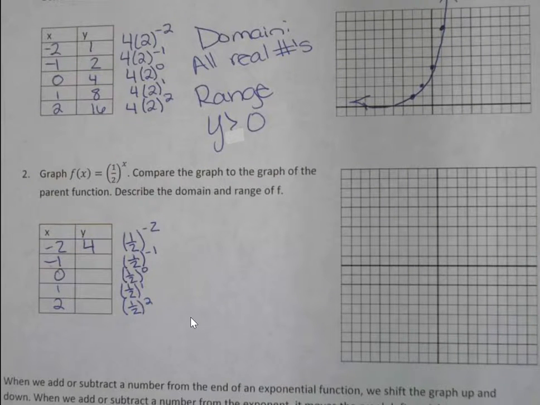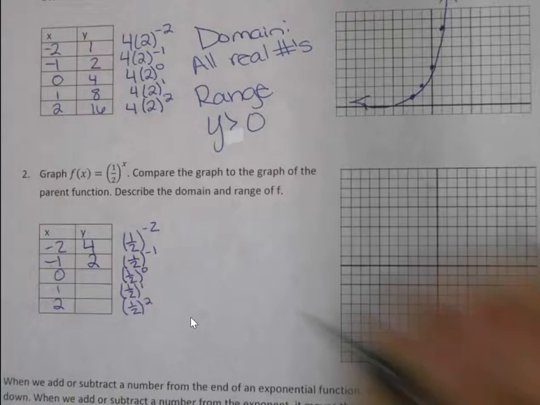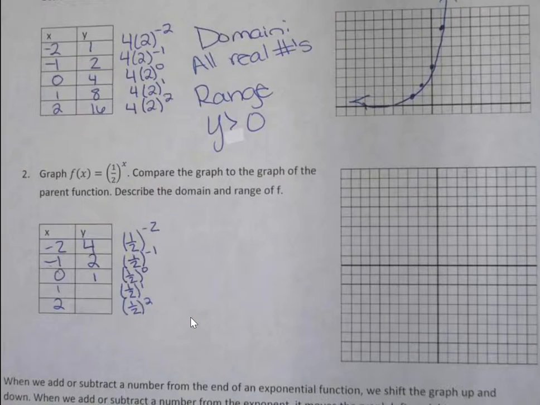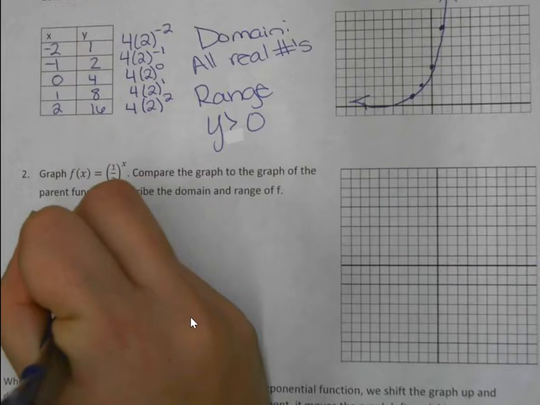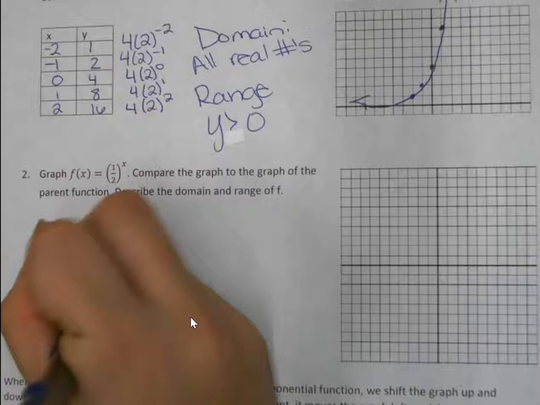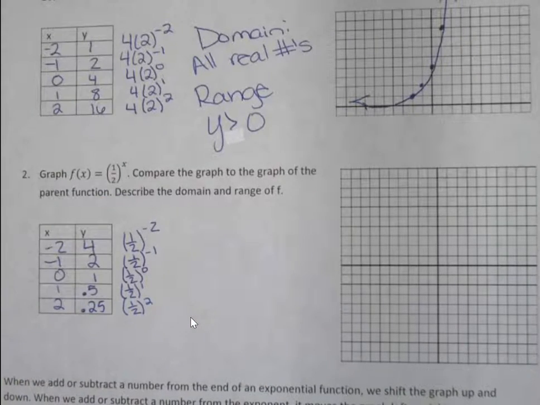Okay, what do I get for 1/2 to the -1? 2. 1/2 to the 0? 1. 1/2 to the 1? 0.5. And then what do I get when I plug in 2? 0.25. So then I want to go and graph this one.